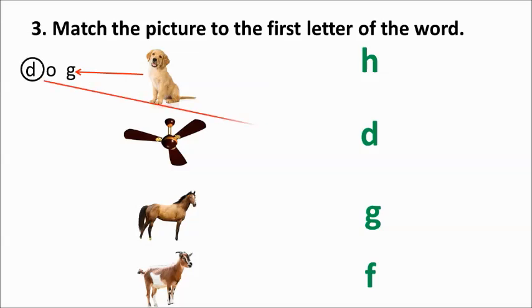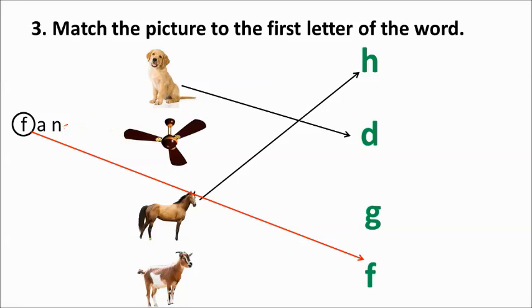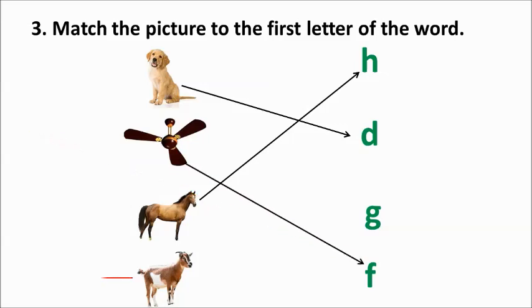D for dog. HORSE, horse. H for horse. FAN, fan. F for fan. GOAT, goat. G for goat.